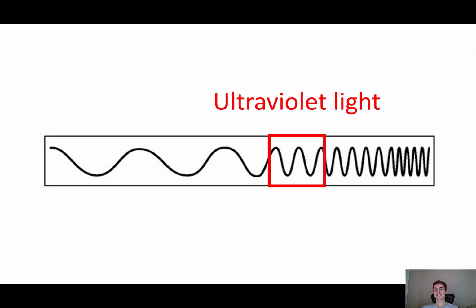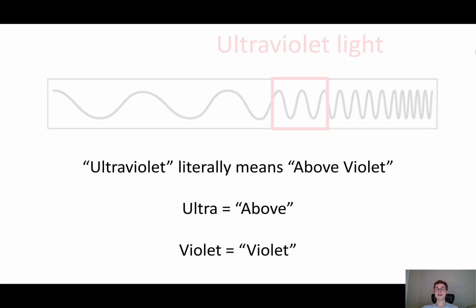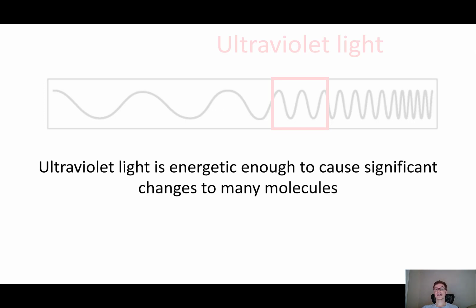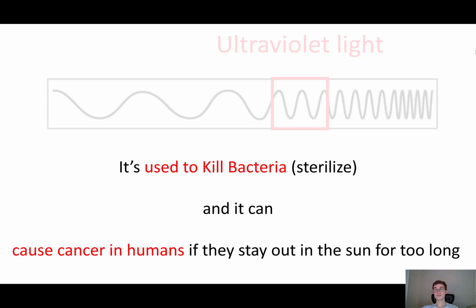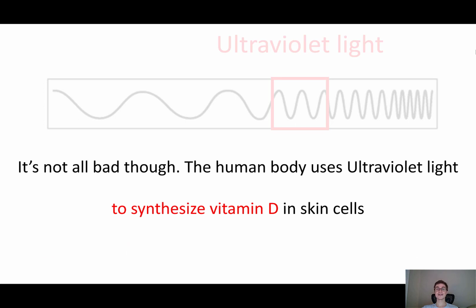Now let's talk about ultraviolet light. Ultraviolet literally means above violet. Ultra means above, and violet means violet. So ultraviolet light is energetic enough to cause significant changes to many molecules, and as a result, it disrupts many organic molecules that you need to live. It's used to kill bacteria, so like sterilizing medical equipment, and it can cause cancer in humans if they stay out in the sun for too long. That's why you had to wear sunscreen, to avoid skin damage. It's not all bad though. The human body also uses ultraviolet light to synthesize vitamin D in skin cells, so it's not just harmful.